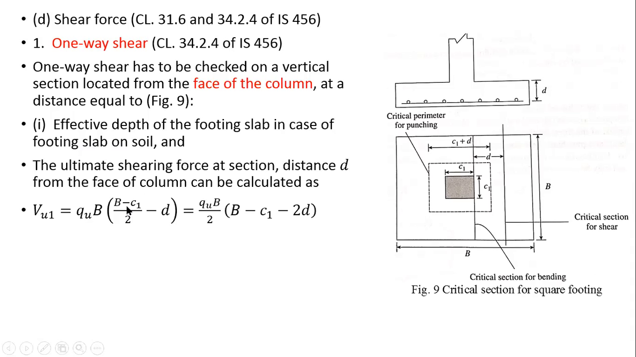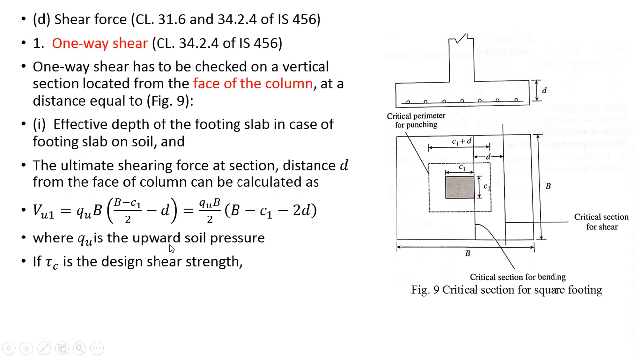And one more thing, how to calculate one-way shear? You have to use this formula. Qu, the bearing capacity of the soil. B is the width of the footing here. For a square footing, this is B and this is also B. Then B minus C1 by 2, where C1 is the side of the square column, minus d, where d is the effective depth of the footing. So this is small d. This is the formula for calculating the ultimate shear force at this section, at a distance of small d. Clear?